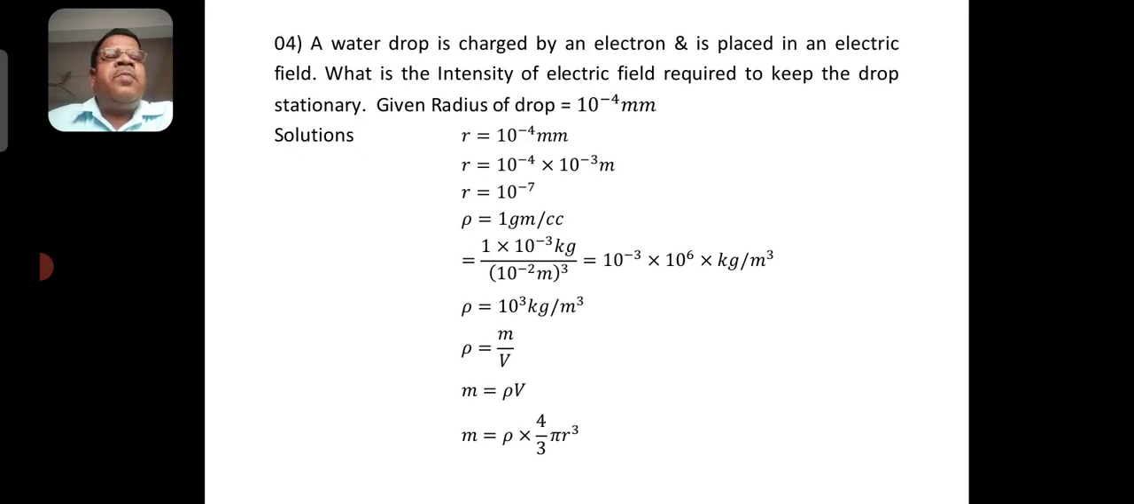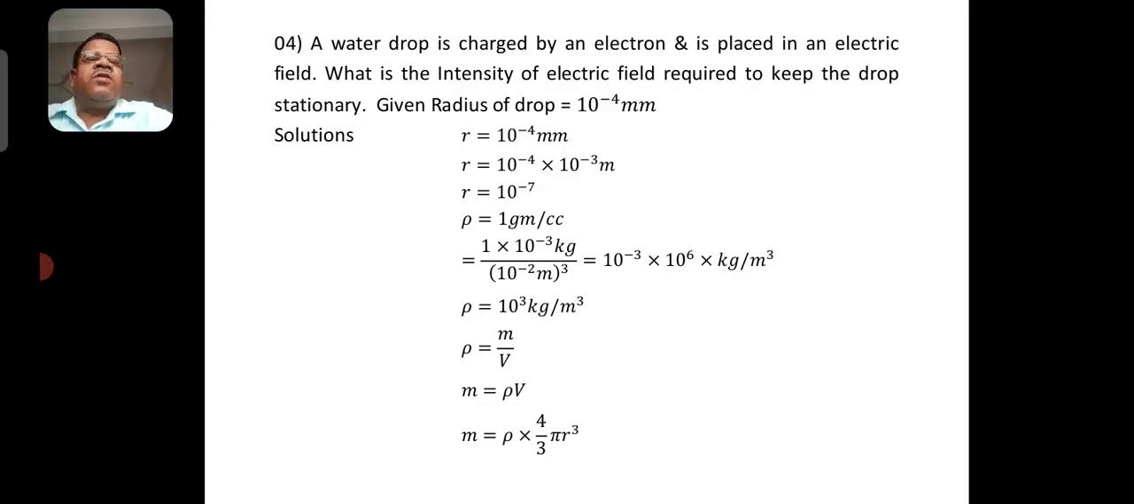A water drop is charged by an electron and is placed in an electric field. What is the intensity of electric field required to keep the drop stationary? Given radius of the drop equal to 10 to the power minus 4 millimeter.